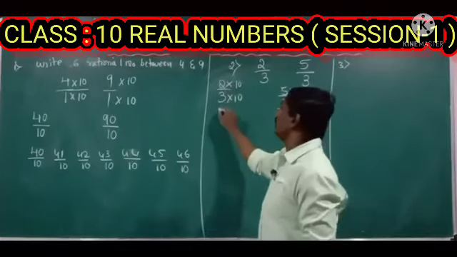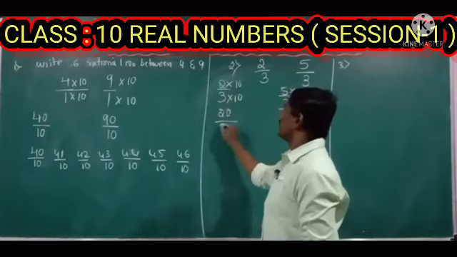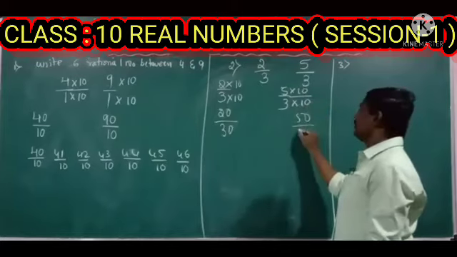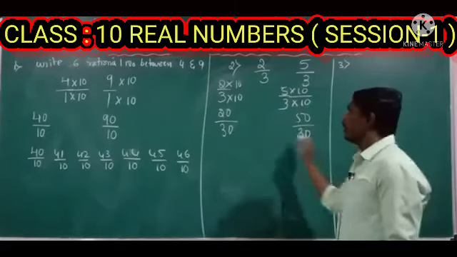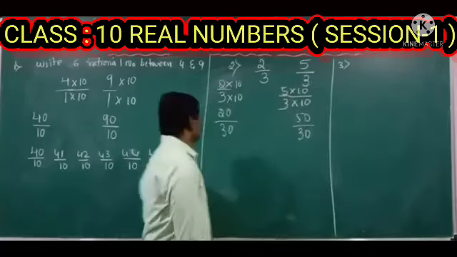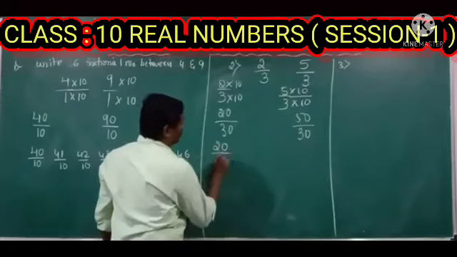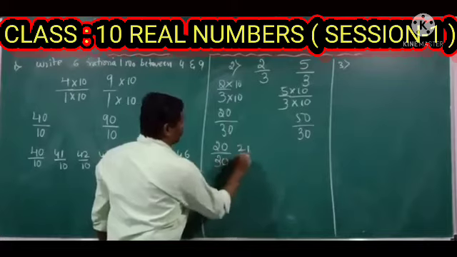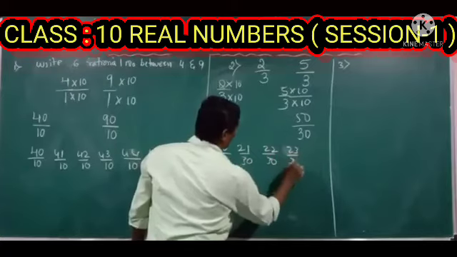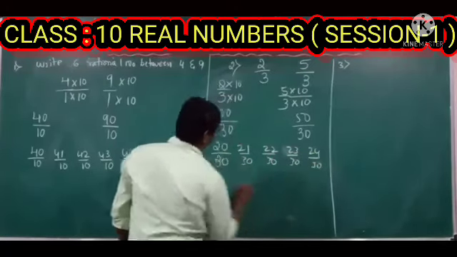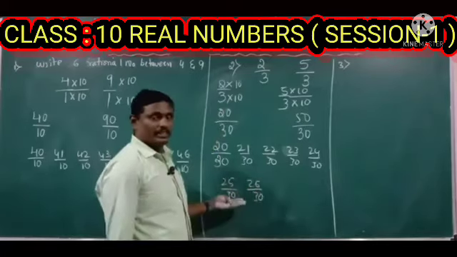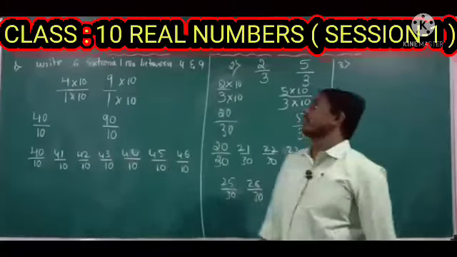Now 10 2s are 20, 10 3s are 30, 10 5s are 50, 10 3s are 30. Again we have two same denominators, so you can write the rational numbers from 20 by 30 to 21 by 30, 22 by 30, 23 by 30, 24 by 30, 25 by 30, 26 by 30. This is the easiest method, no?